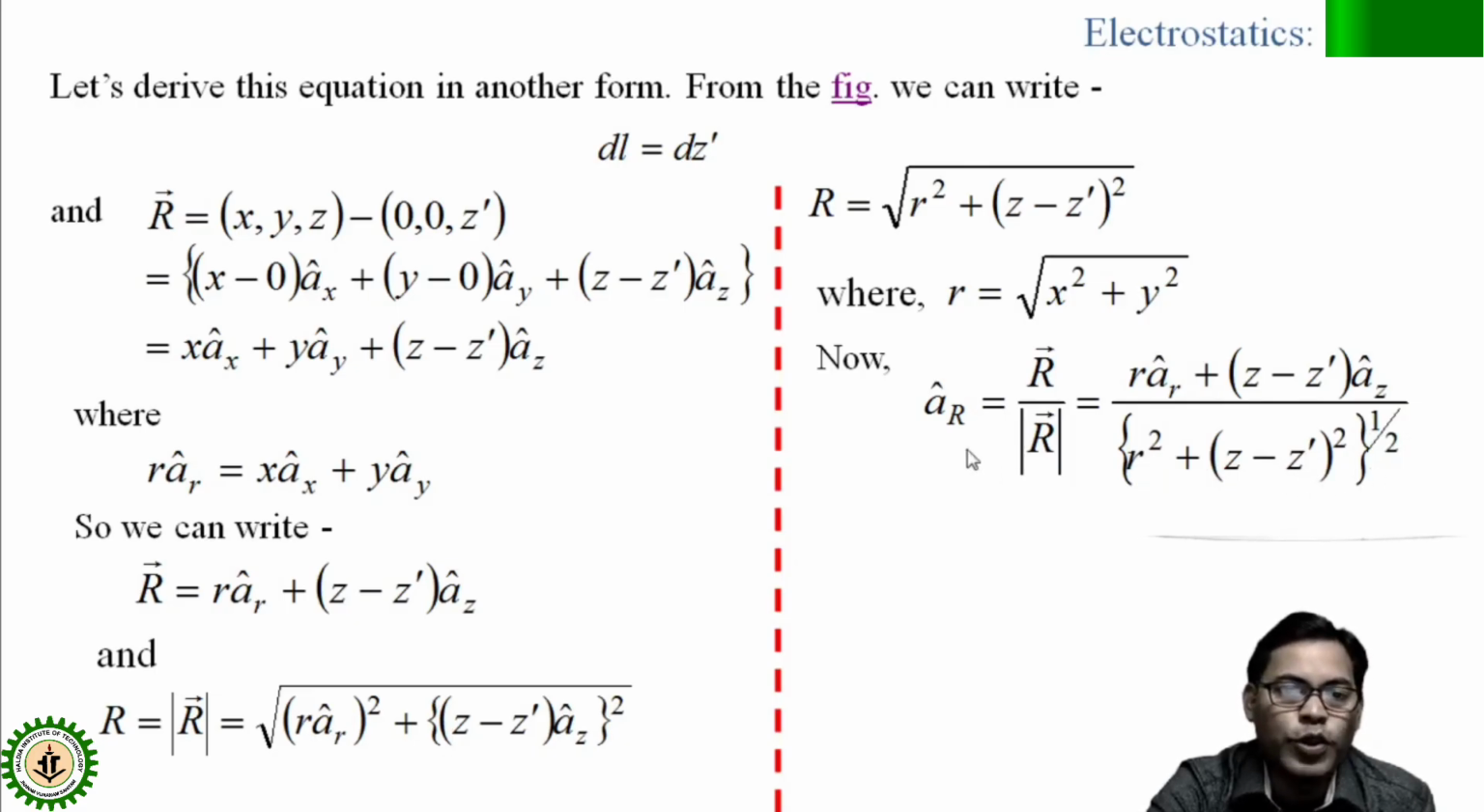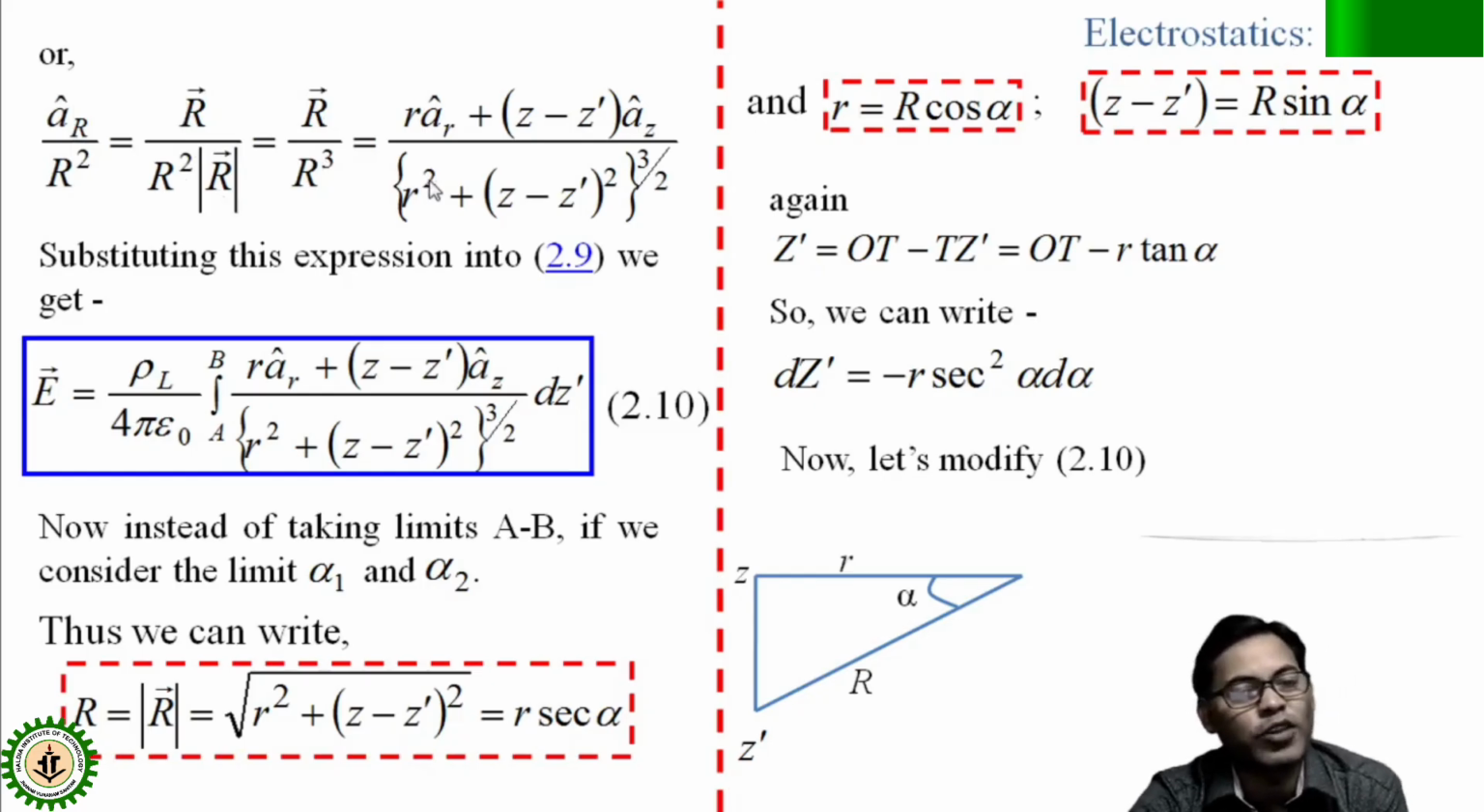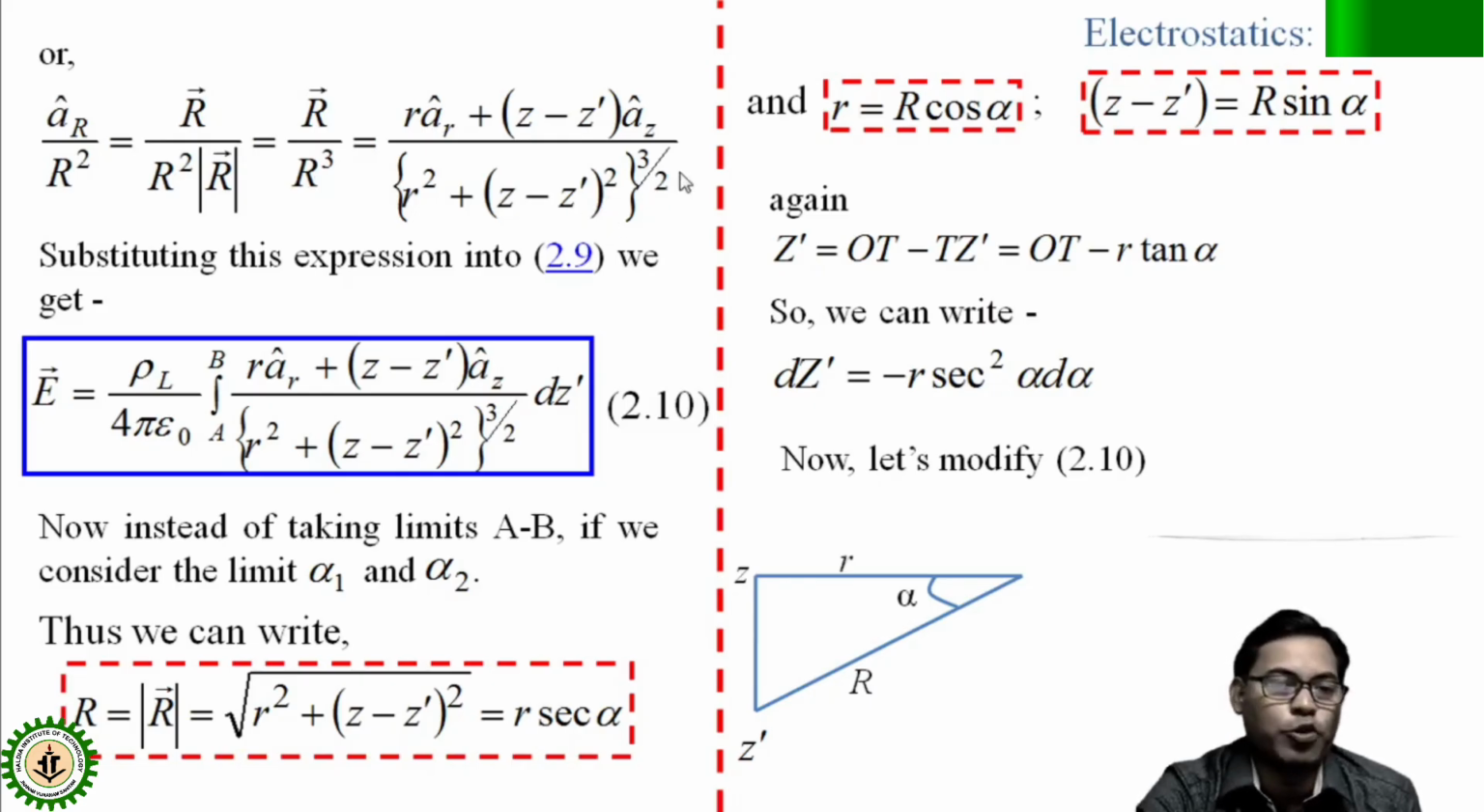So now we can find out AR by r square. So here AR by r square means r divided by r square into mod of r, so r by r cube. So here the calculation is simple. R will be the same, r AR plus z minus z prime az, divided by this r we know, root over of r square plus z minus z prime square. So from that we are getting r cube means r square plus z minus z prime square whole to the power 3 by 2.